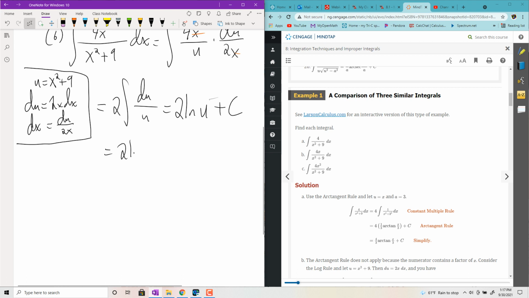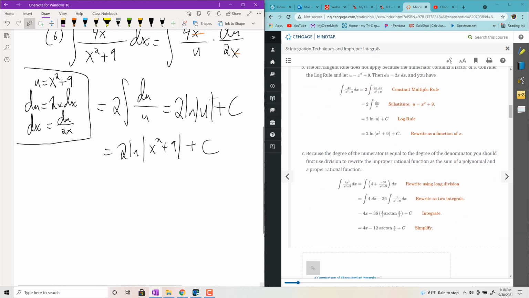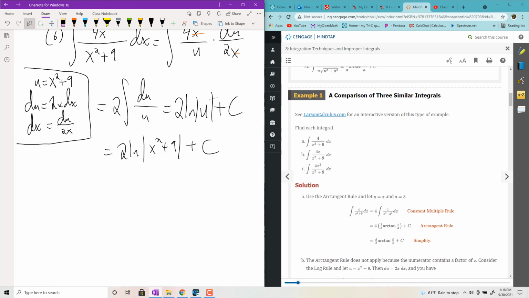So this would be 2 ln, and it has to be absolute values. Absolute value of x squared, well, stand corrected. x squared plus 9 is positive, so you don't necessarily need the absolute values in this case. I just put them in anyways. I don't have time to think about all the small details, and it's not going to hurt, okay? So I just leave them in there. Anyways, let's look at the third one.